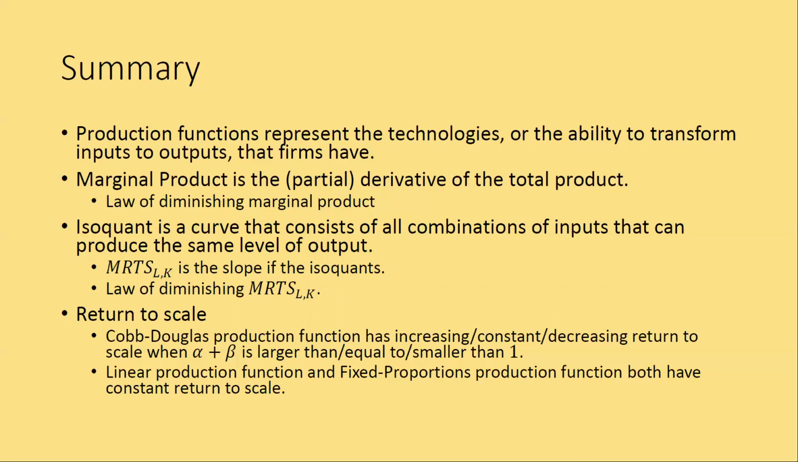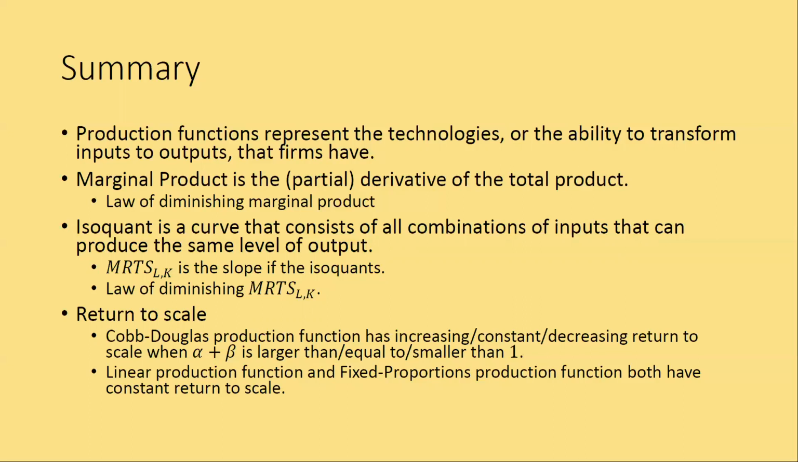This corresponds to the concept of indifference curves in consumer theory. We introduced the marginal rate of technical substitution, and this is the slope of the isoquants. We also introduced the law of diminishing MRTS. Lastly, we introduced the concept of return to scale, which we didn't define in consumer theory. We derived, or calculated, that for the Cobb-Douglas production function, the return to scale depends on whether the sum of the two exponents, alpha and beta, is larger than, equal to, or smaller than 1.